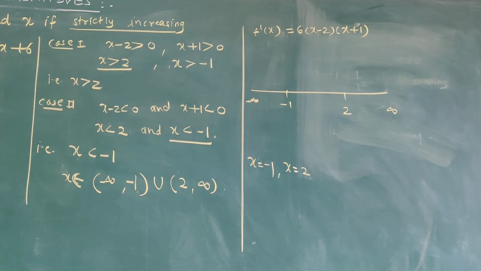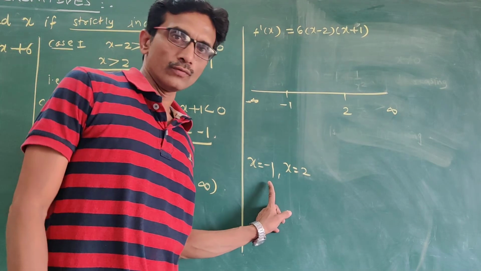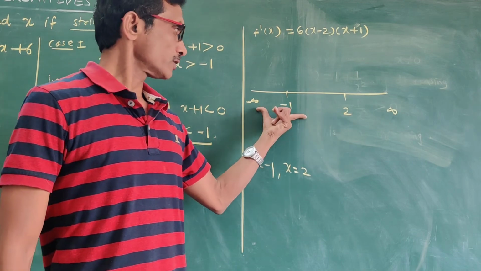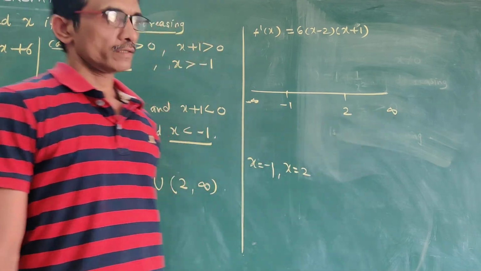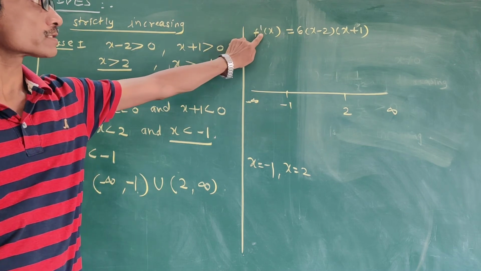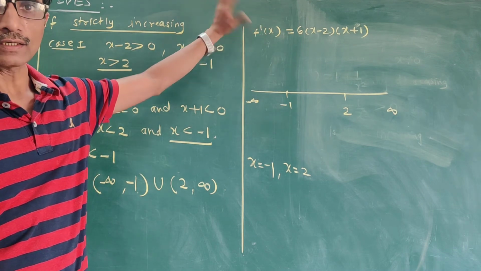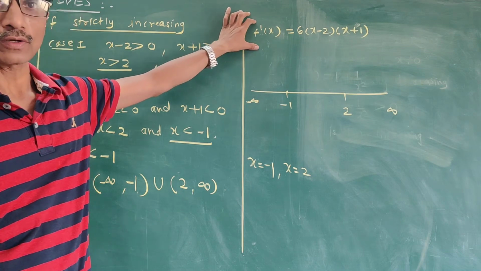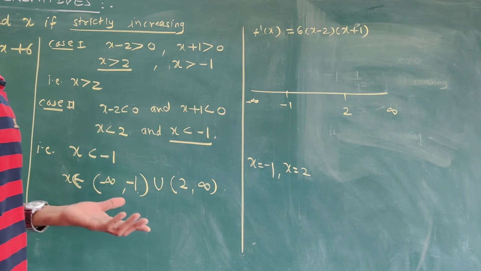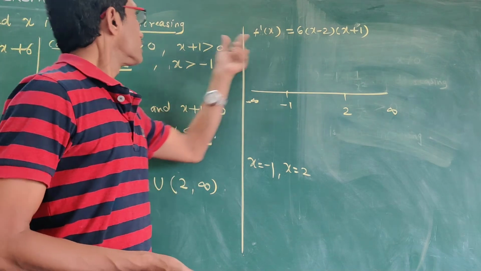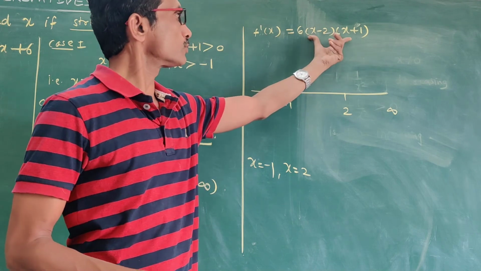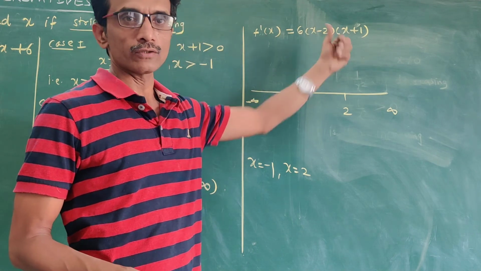So we mark here, we are getting two values of x, minus 1 and 2. So minus infinity to minus 1, 2 to infinity. And this is our f dash of x. So if f dash of x, see we can do this question for both, that is for strictly increasing as well as strictly decreasing. Here the function is increasing when this is greater than 0. For greater than 0 both should be positive or both should be negative.